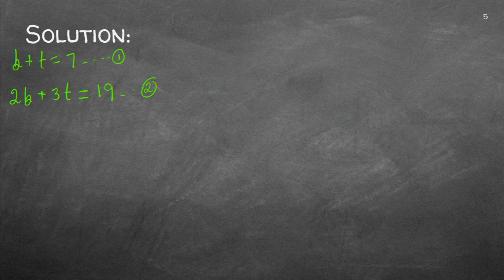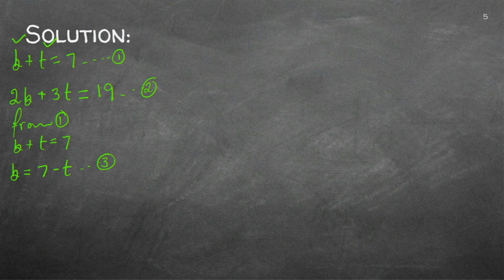And because equation 1 does not have coefficients greater than 1 next to them, we can make either t or b the subject of the formula, but let's just make b. So from the first equation that says b plus t equals 7, we can now easily create another equation that says b equals 7 minus t. So you've managed to create the third equation, called equation number 3.